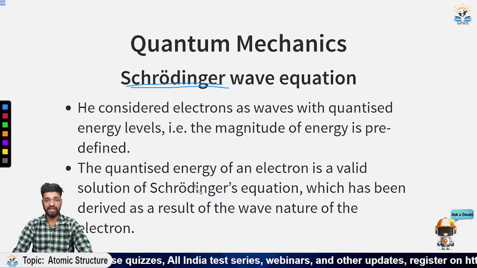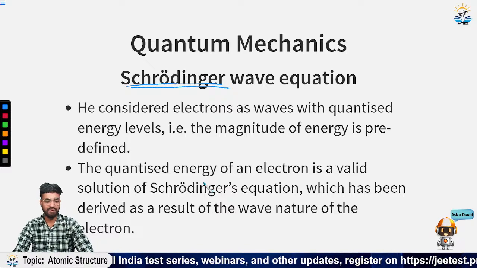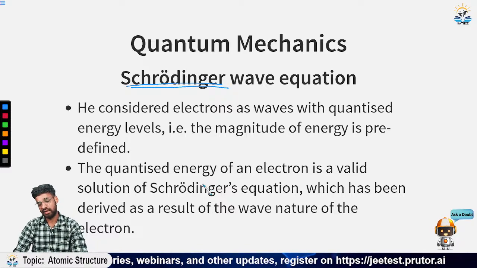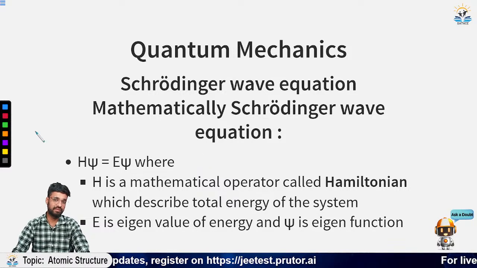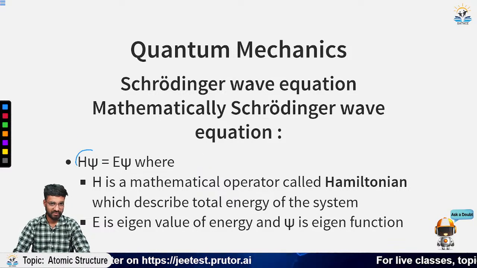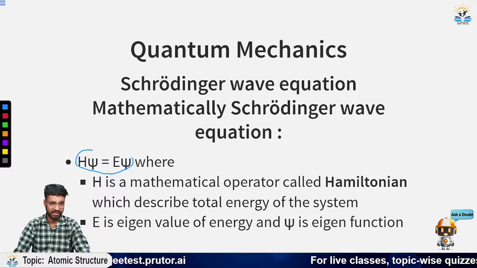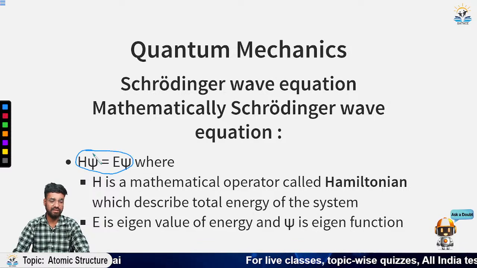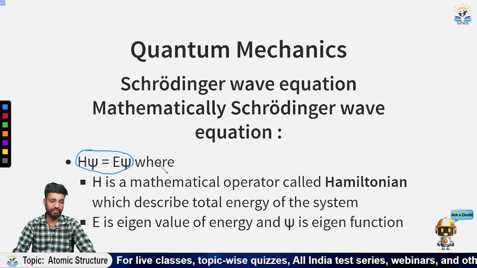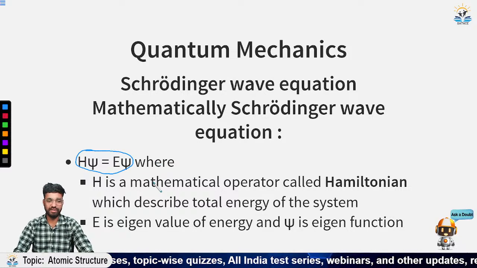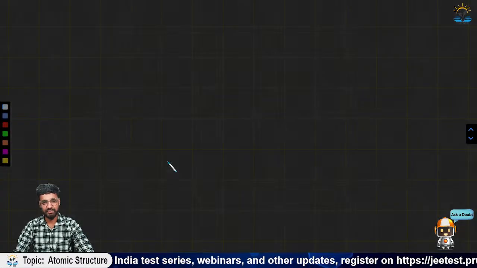Since he was considering the electron as a wave, he had to put forward an equation that would explain it. So his equation was this, the famous Schrodinger equation. It is written as H psi equals E psi. You can just get a blink of it, because it is not that important. Its outcomes are important in the JEE exams.